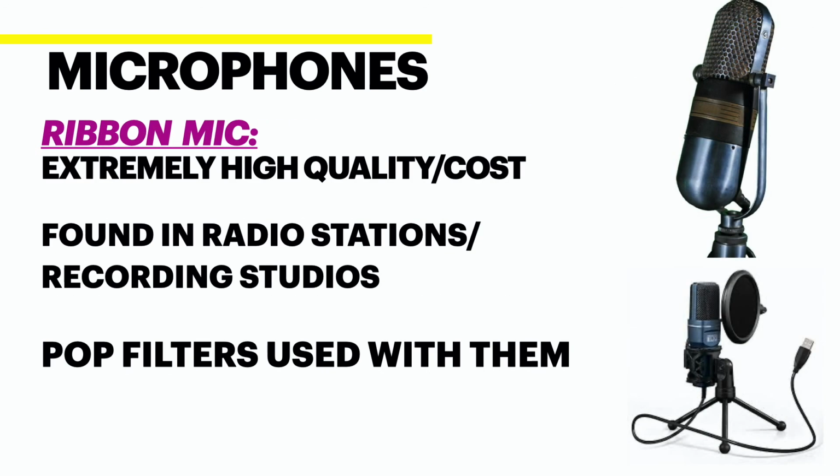Moving on to the ribbon mic. This is extremely high in quality and cost. It's found in a lot of radio stations and recording studios, and there's something called pop filters that they use with those. The ribbon mic is the most expensive of all mics used in television. Now, if you pay attention to late night talk shows, you'll see these microphones sitting on the desks. Shows like David Letterman, he used to have one sitting on his desk.